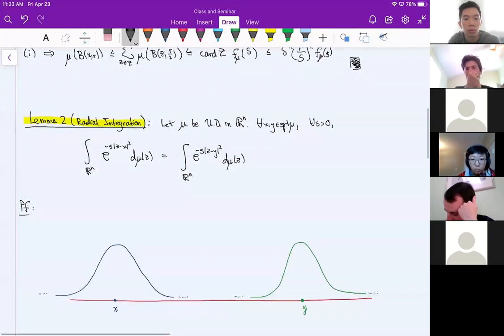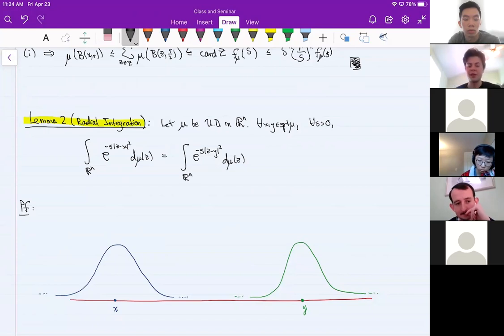So what's the intuition for what's happening here? Really, I can just think of the integral on the left as placing a Gaussian bump, right? This function e to the minus s times x squared is just the PDF of the normal distribution, so the graph of this thing just looks like a bump. On the left-hand side, I have a bump situated above x. On the right-hand side, I have a bump situated above y. So this lemma is really just saying that the area under each of these bumps is the same, right?